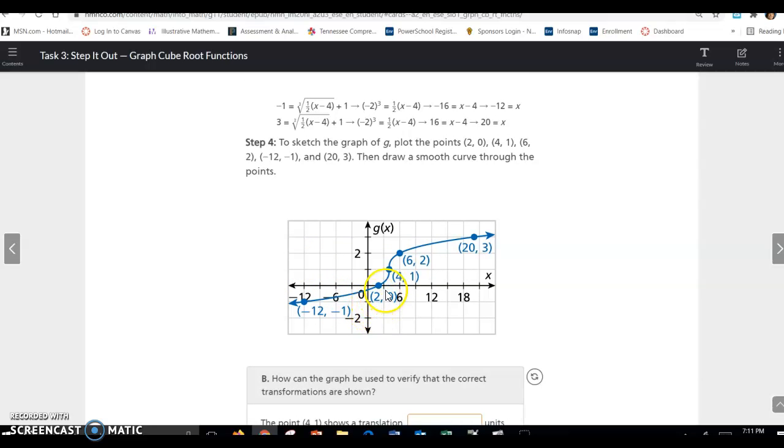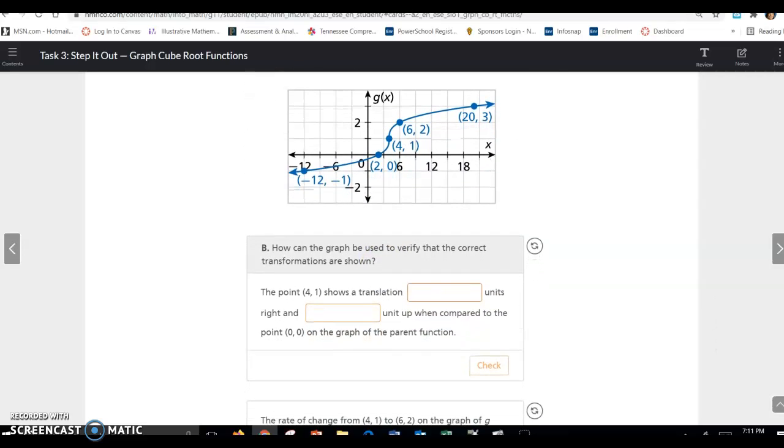All right, so we're going to graph the (2, 0). There's (2, 0). (4, 1) is here. (6, 2). And then (-12, -1), and (2, 3). And you can see that it is a continuous curve here. It has arrows on both sides to show that it is continuous.